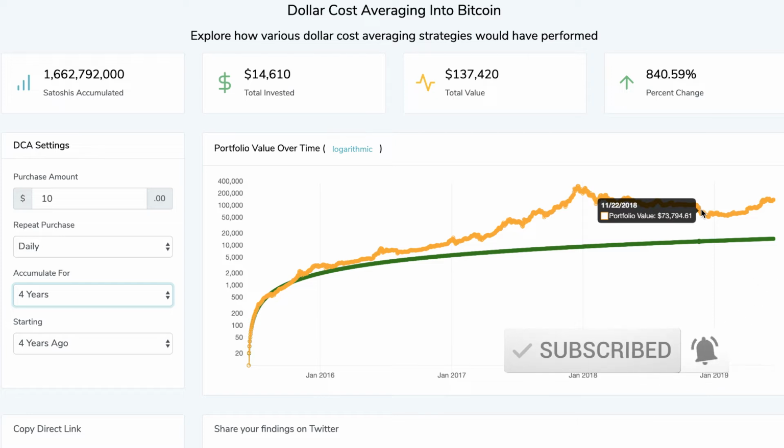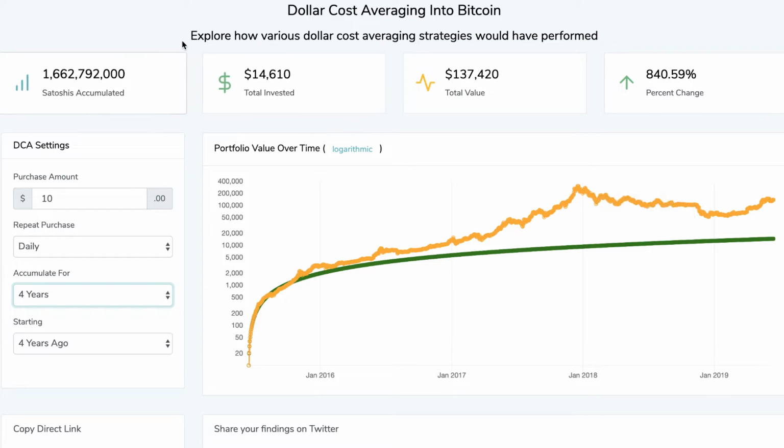And first of all, I'm going to explain what dollar cost averaging is. Dollar cost averaging is a strategy that allows an investor to buy the same dollar amounts of an investment on a regular interval. So the purchase occurs regardless of the asset's price, and that's fantastic because it eliminates all emotions.